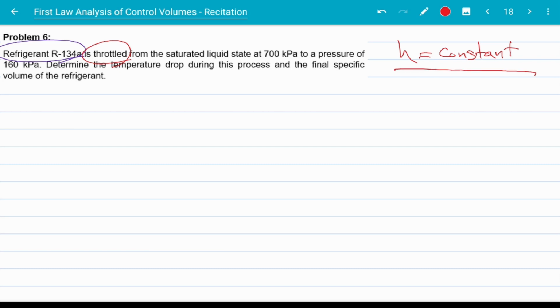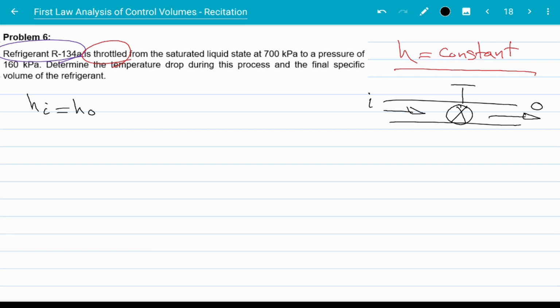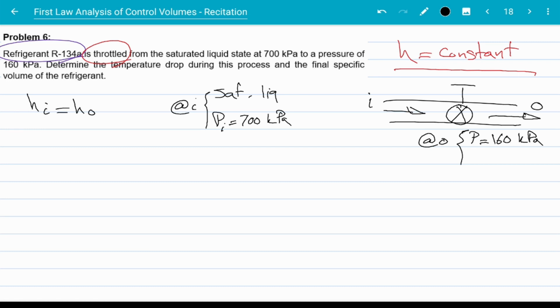So with that known, we can say that if this is our throttling valve, this is going in and this is going out, I can say that the enthalpy at the exit is equal to the enthalpy at the inlet. Now at the inlet, I know that I'm dealing with saturated liquid at the pressure of 700 kilopascals. And at the outlet, I'm dealing with the pressure of 160 kilopascals. Okay, I don't know anything else.